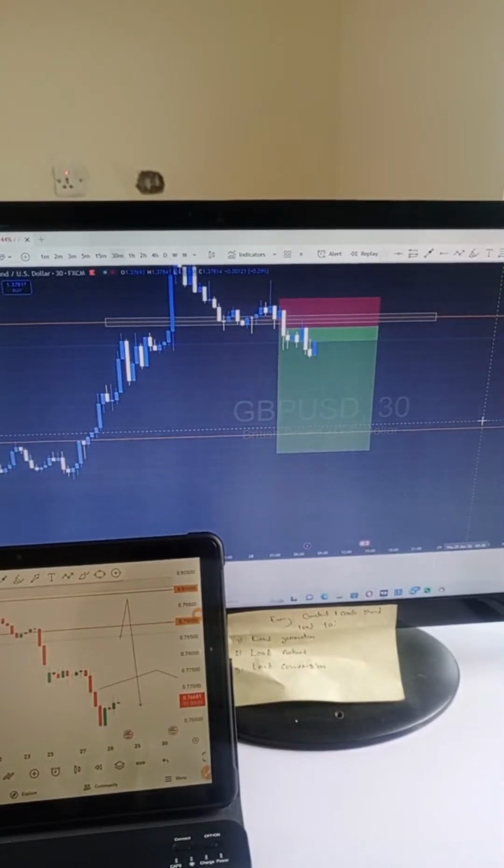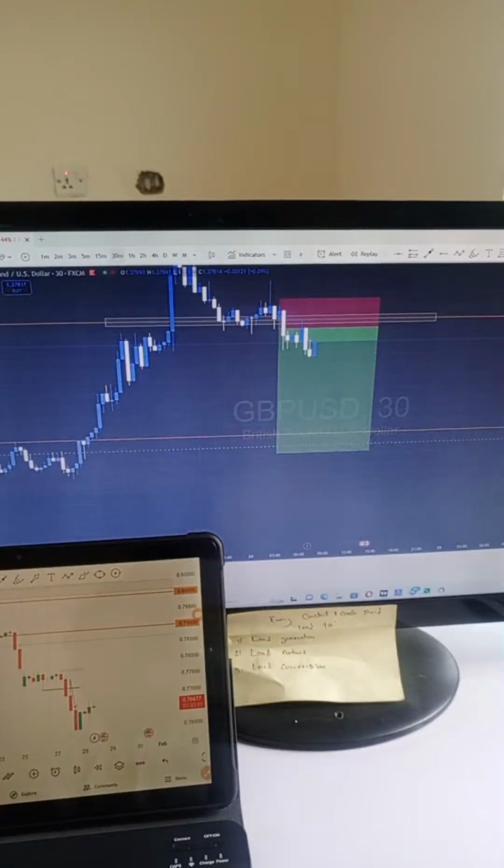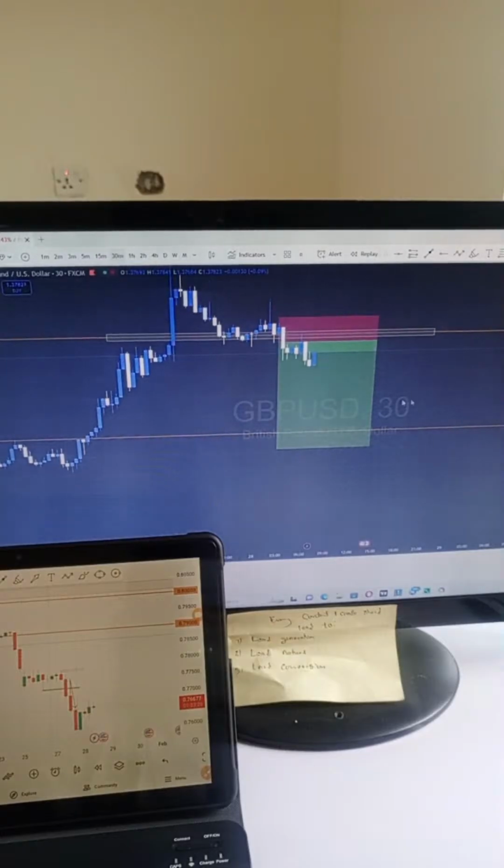So we are currently trading GBPUSD. So we are selling. We've been buying for a while. So we noticed some bearish strength. That's why we decided to hop in on this sell to see how it goes.